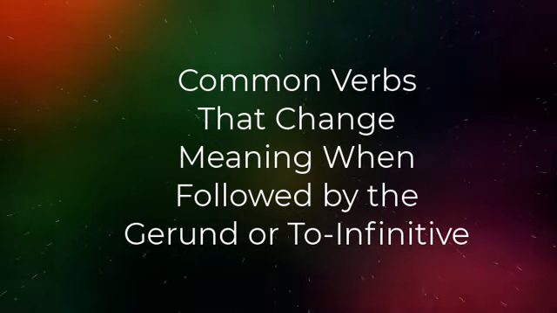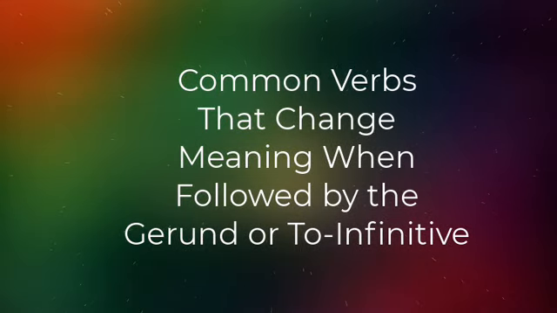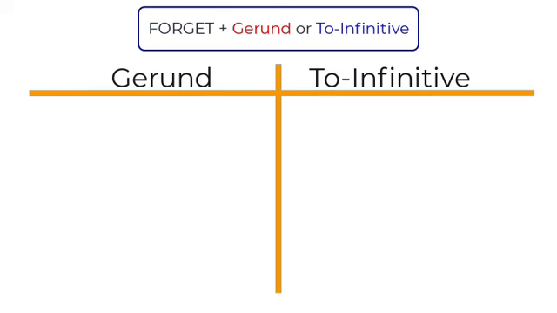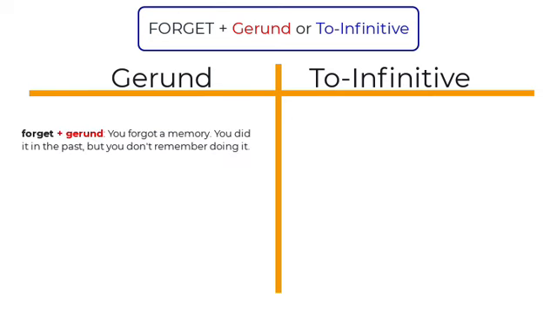Let's look at some common verbs that change meaning when they are followed by the gerund or the to-infinitive. Verbs like forget. When you use forget plus the gerund, you are saying that you forgot a memory, something that you've done in the past. You already did it, but you don't remember doing it. Did you forget meeting my boss at last year's office party?